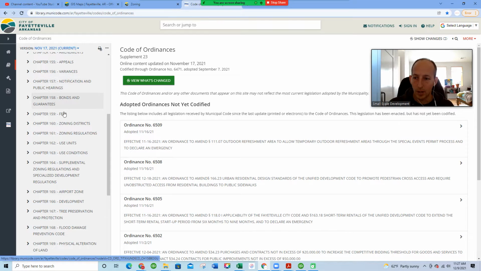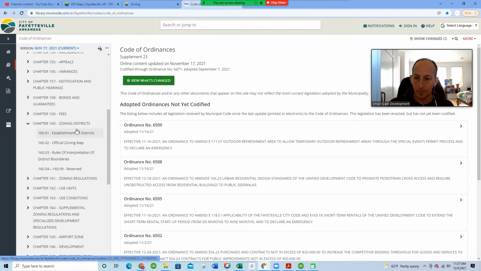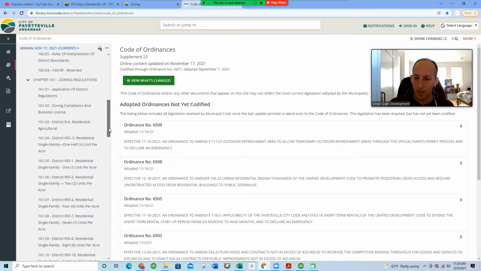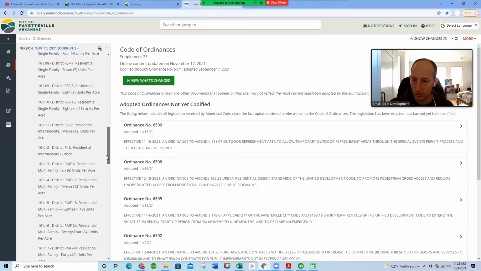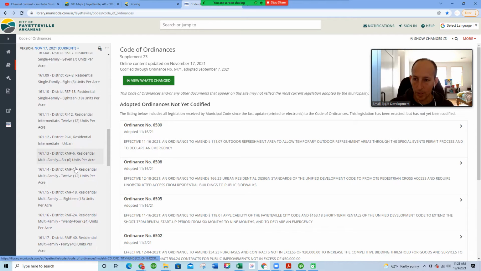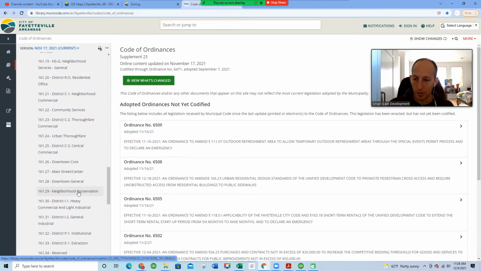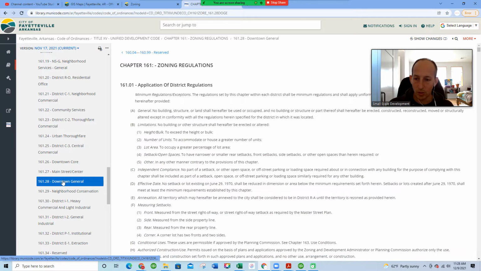So it'll talk about the different zoning districts. In this case, we can look at the different zoning regulations. So here are all the different zonings. I mentioned in the video there was NC, neighborhood conservation, and downtown general. That is the one that we are looking at.